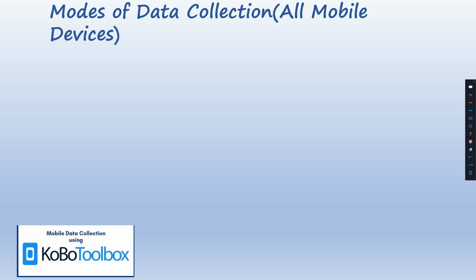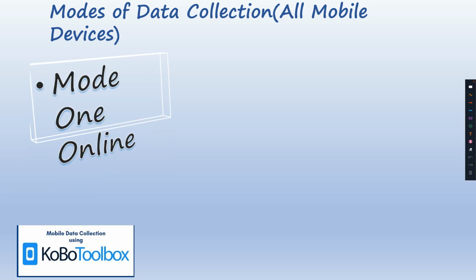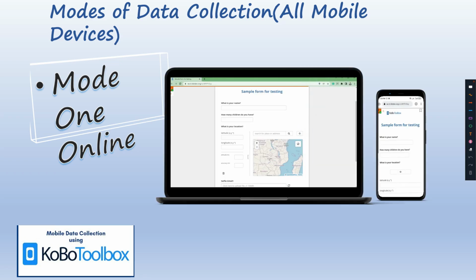So let's talk about the modes of data collection. So KoboToolbox supports 2 data collection modes. The first mode is online. In this mode, users access the forms directly through a shared URL using a web browser, whether from your laptop or your phone. So this is the online mode.